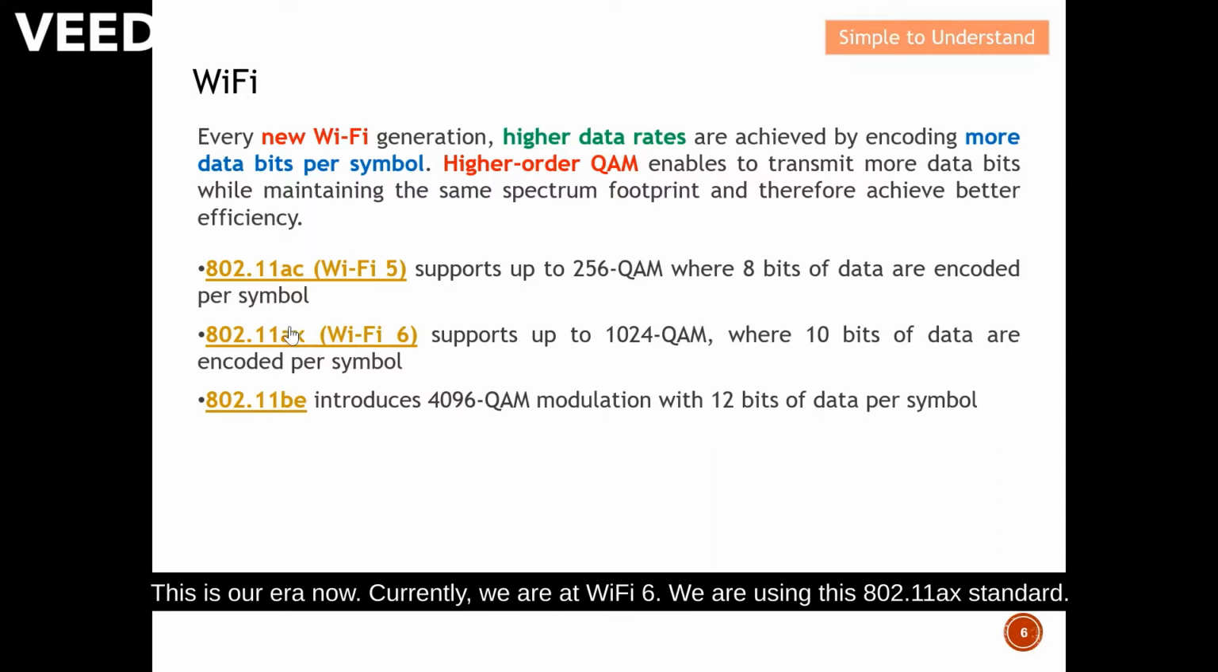This is our era now. Currently, we are at Wi-Fi 6. We are using the 802.11 AX standard. It supports up to 1024 QAM, where 10 bits of data are encoded.